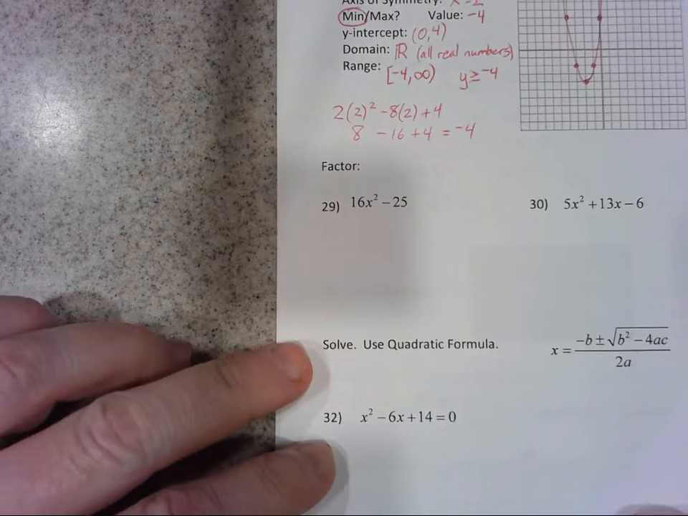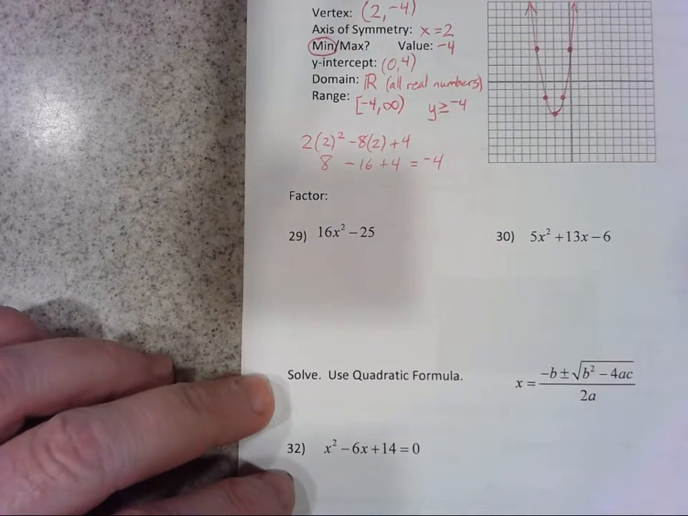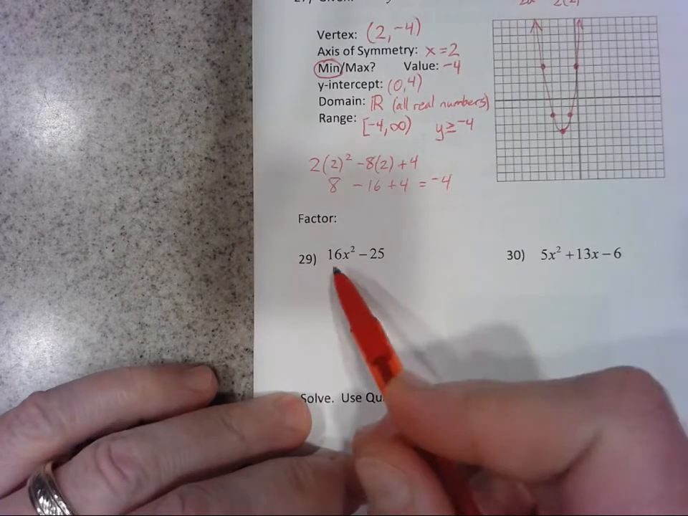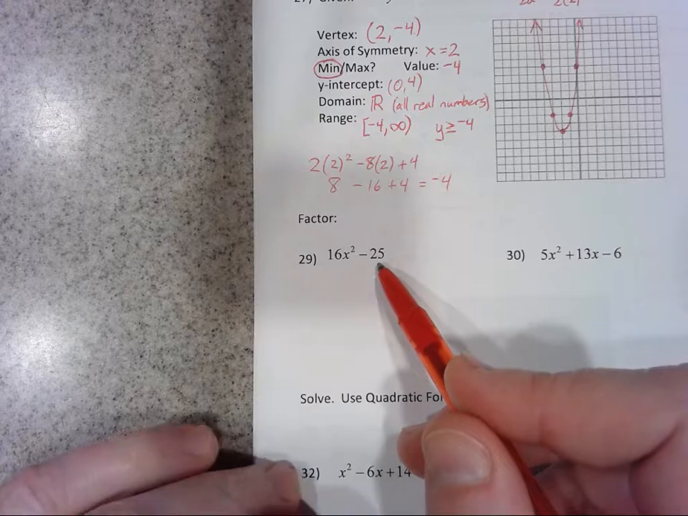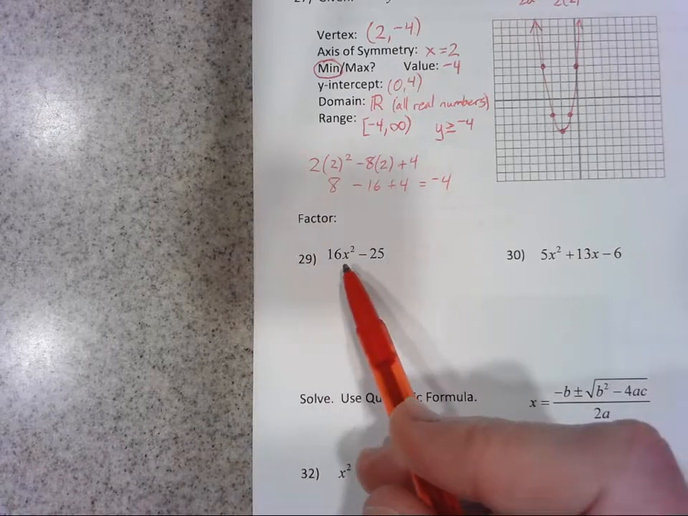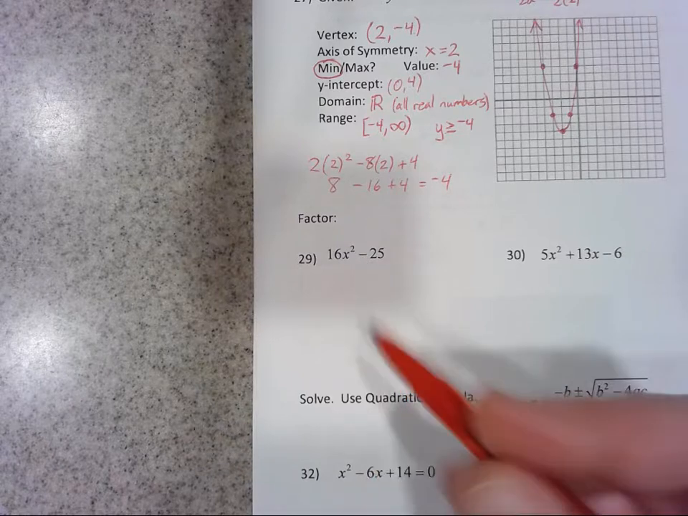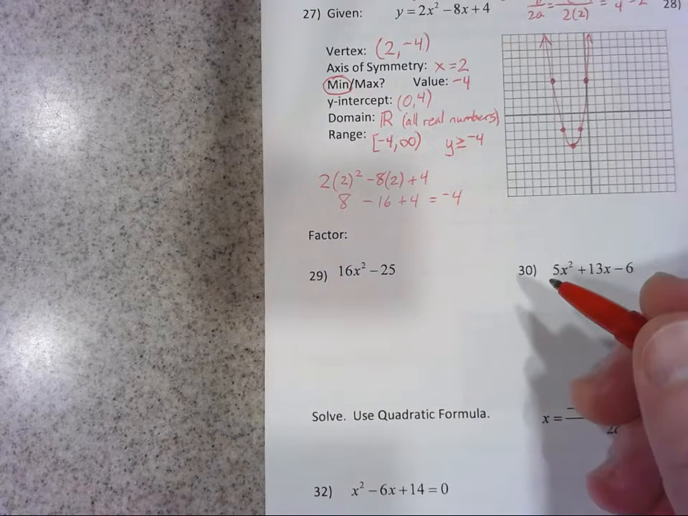Factoring. So the first thing with factoring is we always look for a greatest common factor, the GCF. 16 and 25, there's nothing that goes into both of them. So the next thing is we see that there's two terms that are being subtracted. So I want to look for the difference of squares.